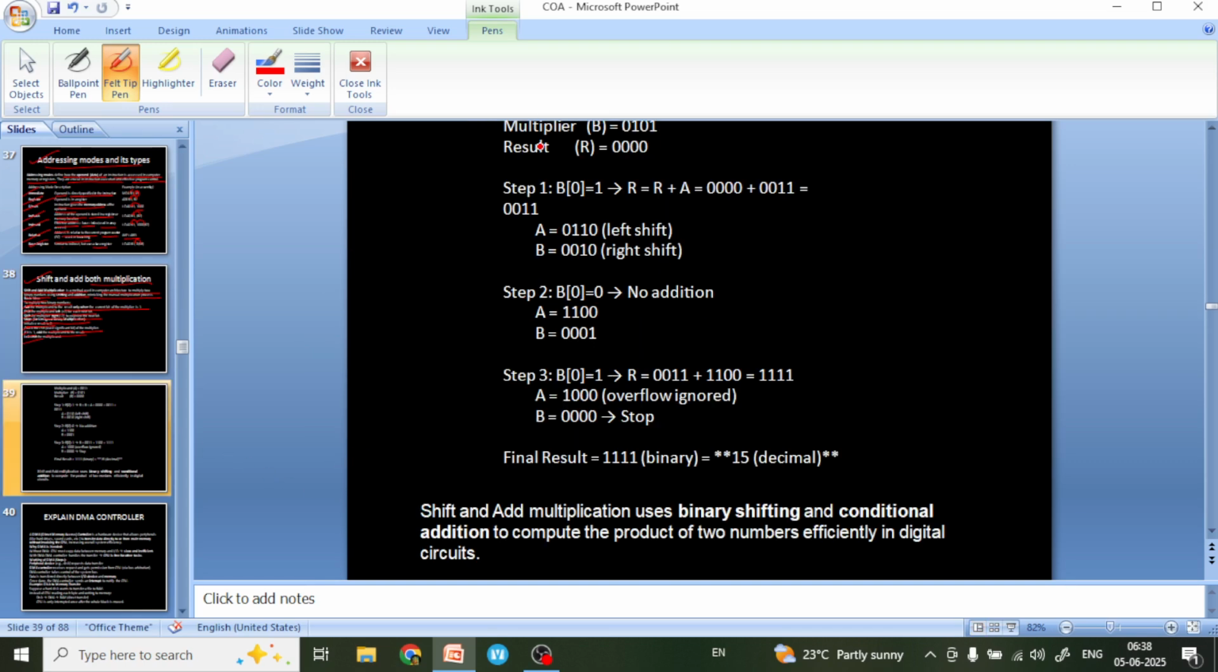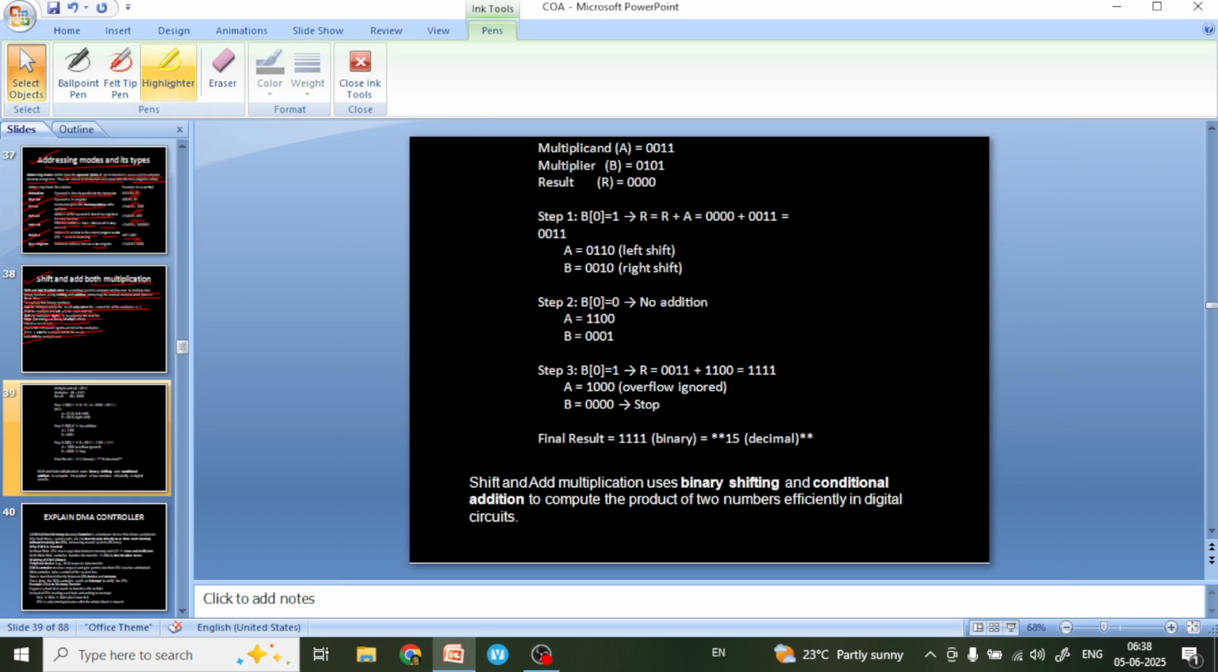For example, we are given multiplicand A equal to 0011 and multiplier B equal to 0101, and the result will start at 0000. Step 1: first of all, b0 is equal to 1, so R is equal to R plus A. We first add R plus A, 0000 plus 0011, and we get this number. After that, we have to left shift A.